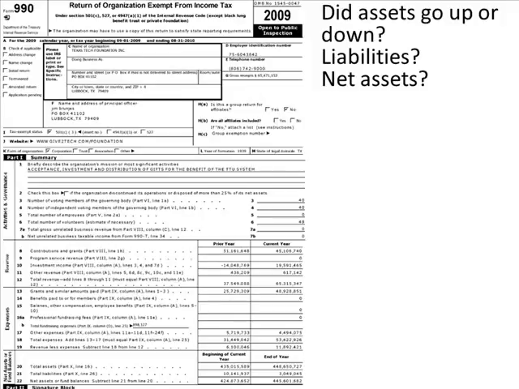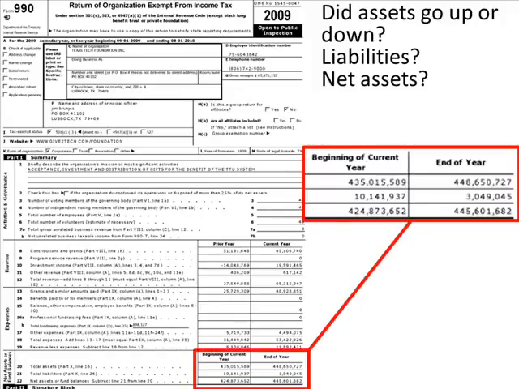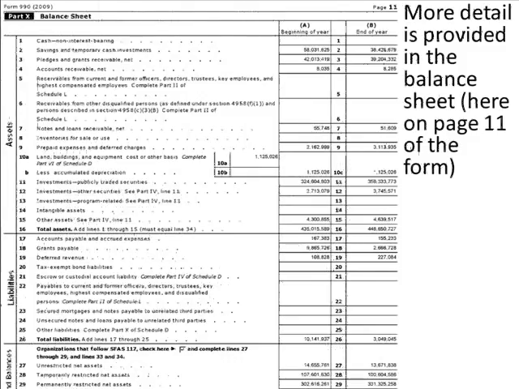Did assets go up or down? What about liabilities? What about net assets? Well, that's all at the bottom of the page here, and we can see from the beginning of the year to the end what happened to assets in the first line, liabilities in the second line, and net assets in the third line. More detail is provided in the balance sheet, but you got to flip through to get to page 11 before you can find the balance sheet.